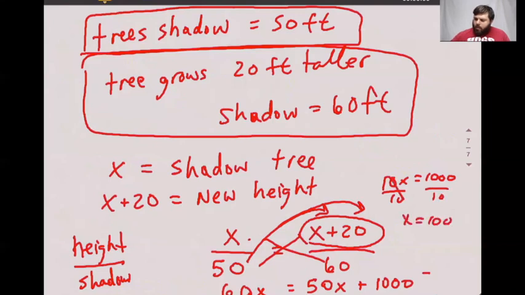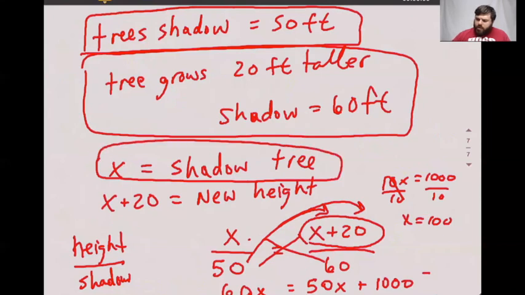Now remember, what did we say x was? It says it was the original height of the tree. So it was 100 feet, and then it grew to be 120 feet. And those are the shadows that were cast because of it. Okay, so just be aware that in some of these proportion problems, you're going to have expressions, so you may have to distribute there.